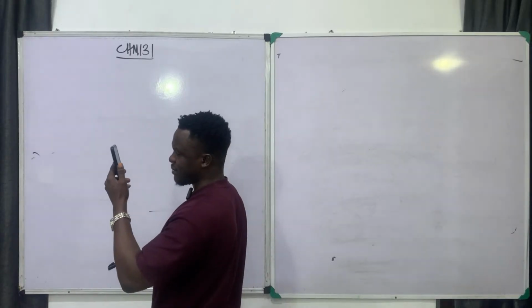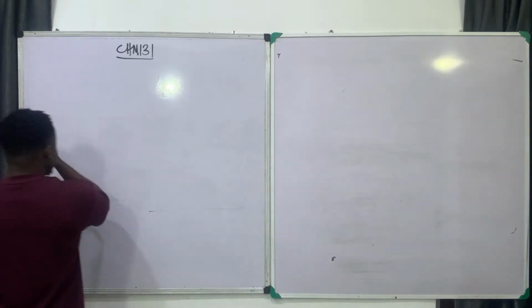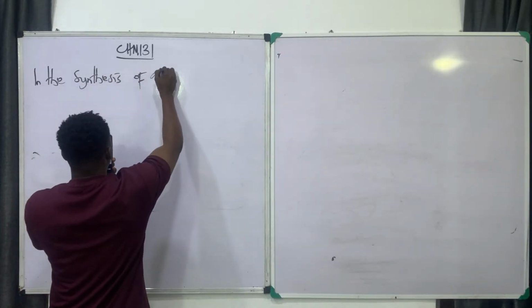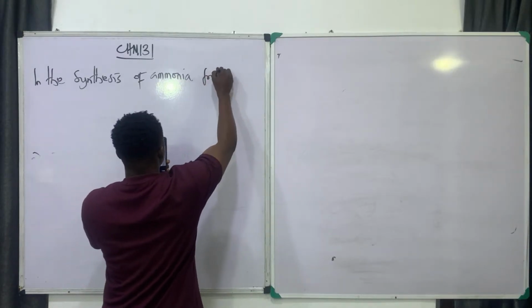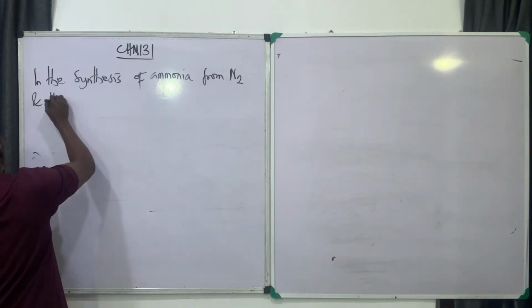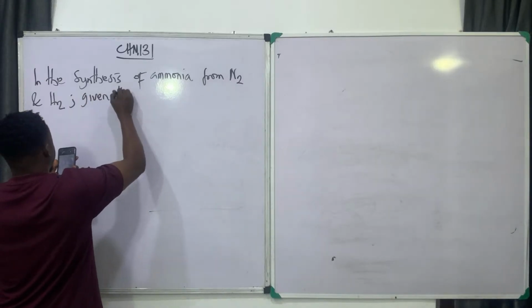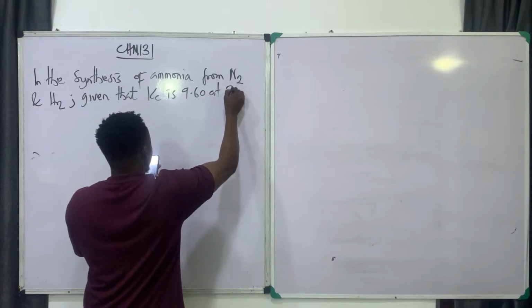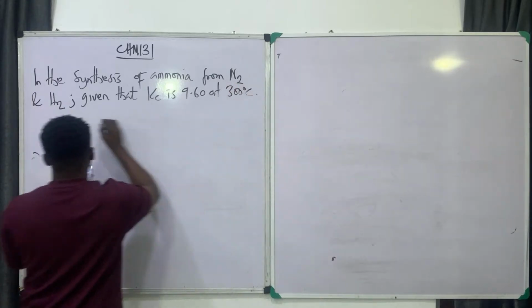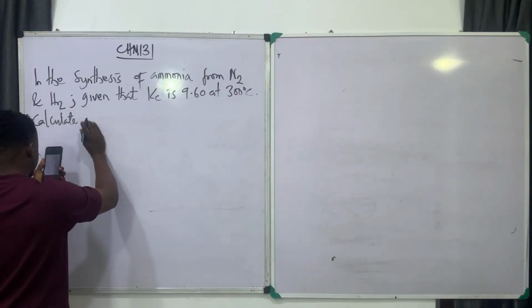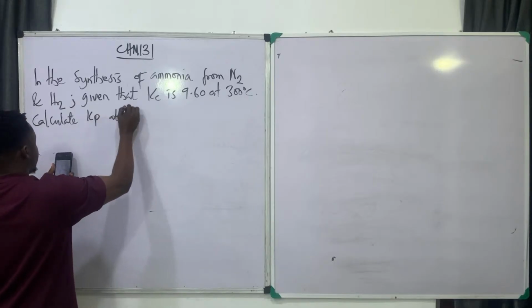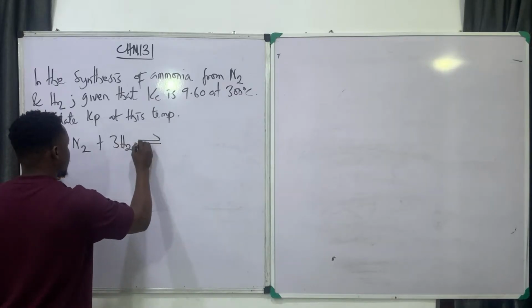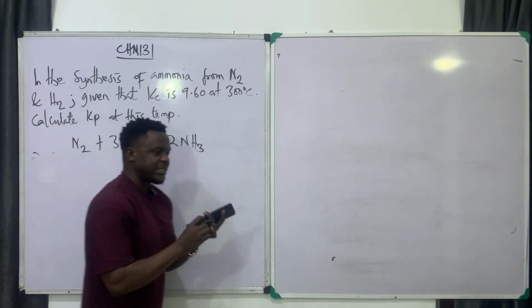Now we have another question here that says, in the synthesis of ammonia from nitrogen and hydrogen, given that Kc is 9.60, calculate... Now, this is the question, right?